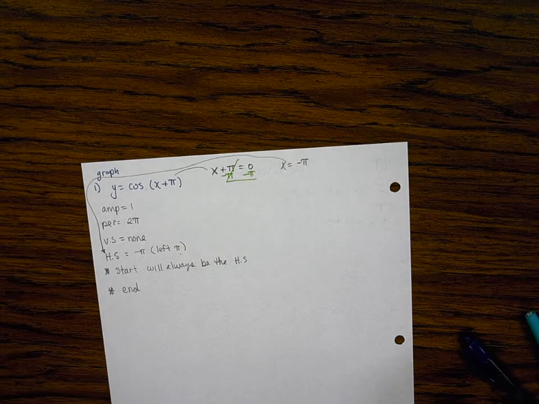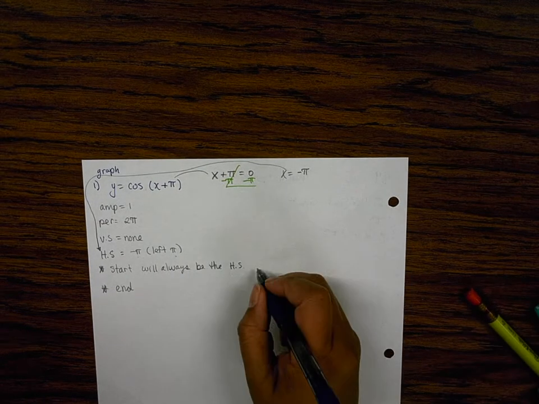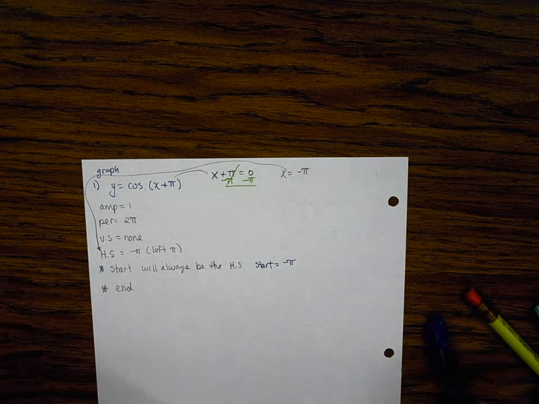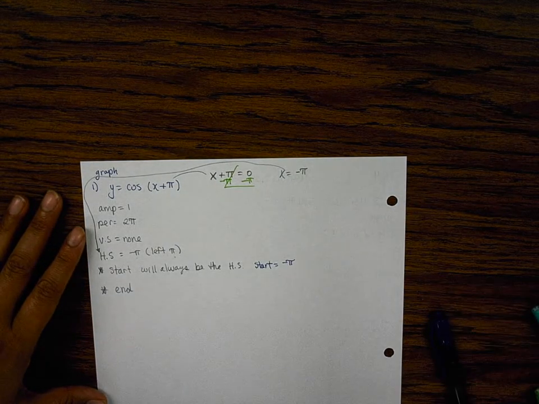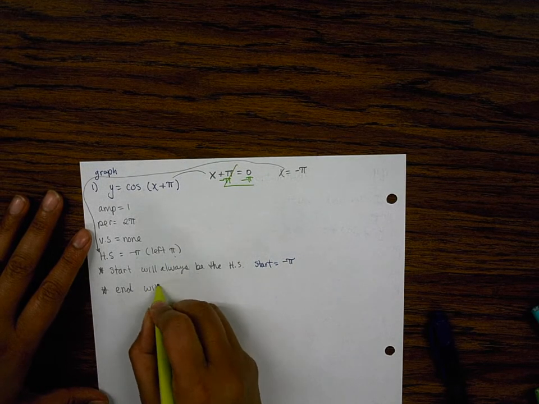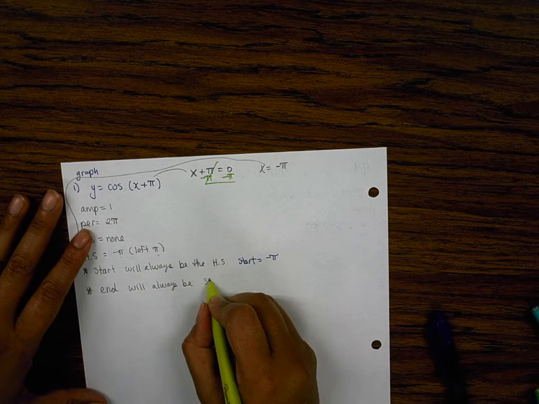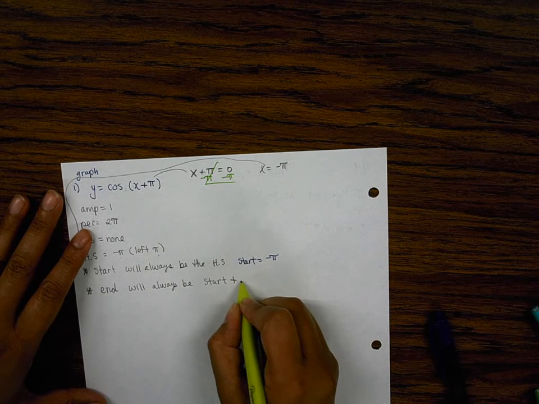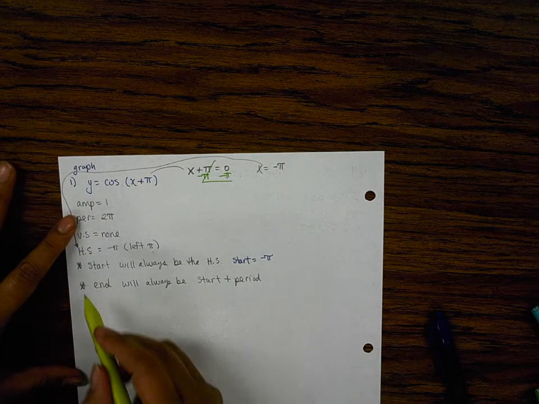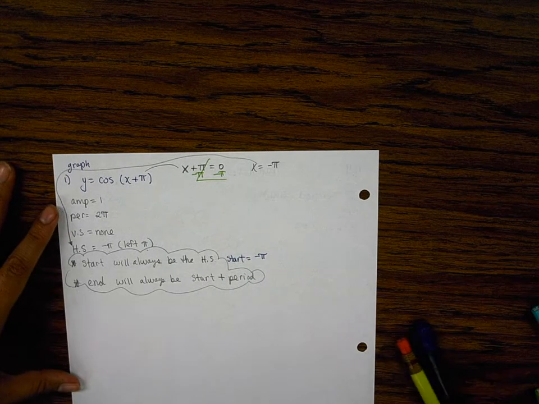The start will always be the horizontal shift. So what is the start for us? The negative pi. Okay, the end is always going to be your start plus the period. Your start plus the length of your period. You will need to know this here, so I'm going to bubble it in. You will need to know that.